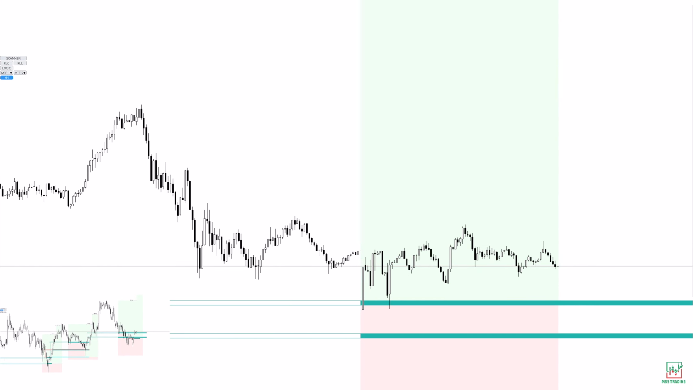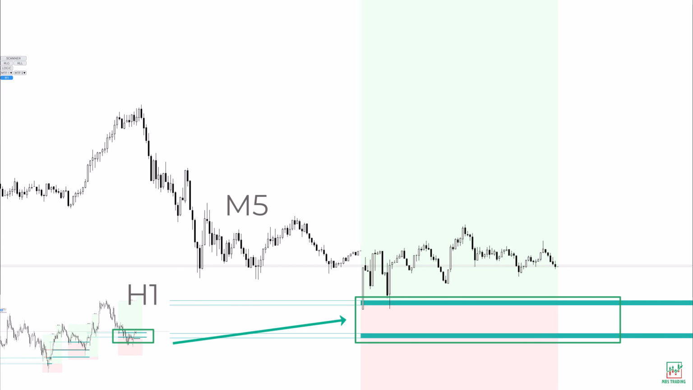For example, consider a level identified on the 1-hour chart viewed on the 5-minute chart. Once activated, the 1-hour level immediately appears on the 5-minute chart. On the working 5-minute time frame, the MTF1 level will be displayed.